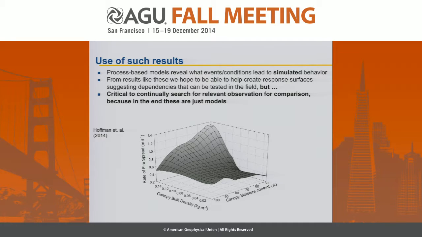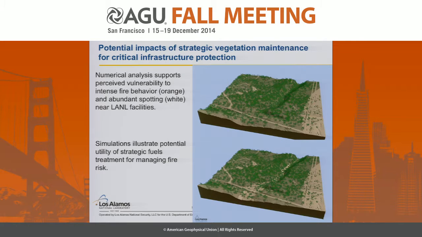So keep in mind that these physics-based models produce simulated events, and we're able to back up and look at the cause and effect relationships of the simulated fire behavior. That's not real fire behavior, that's simulated fire behavior. From that, we can create the response surfaces, but what's really important is that we constantly keep trying to tie these back to reality and think about what observations show, when the model is performing well and when the model is not performing well.